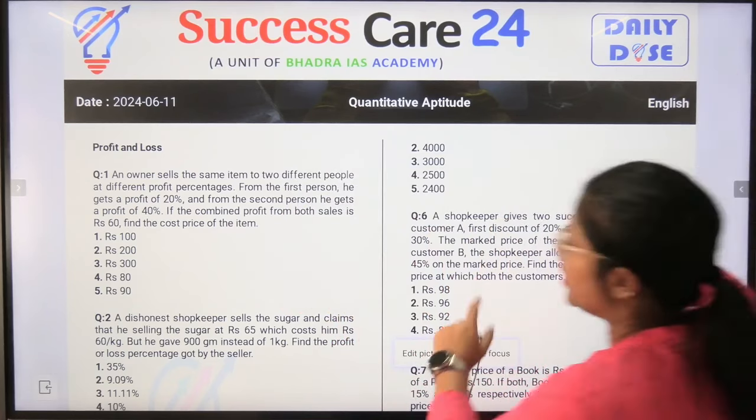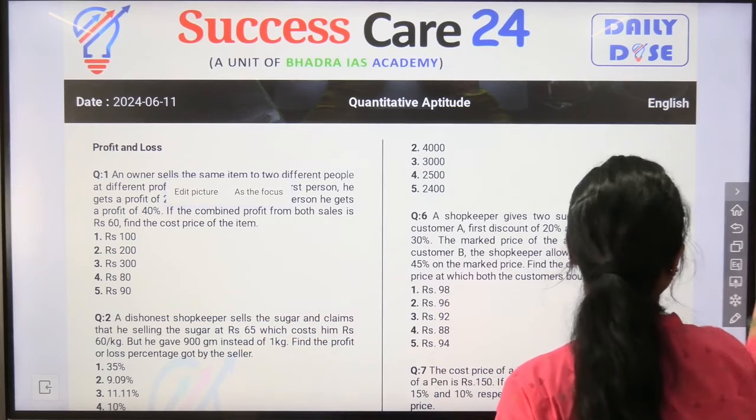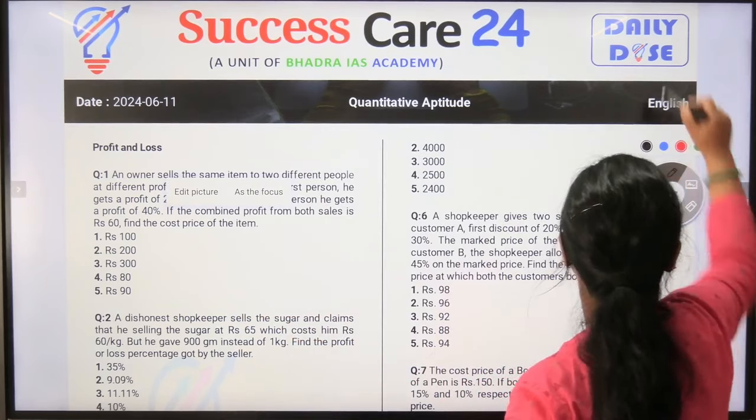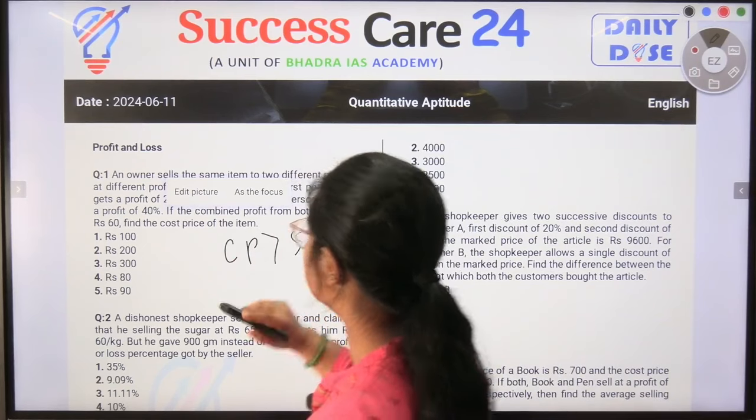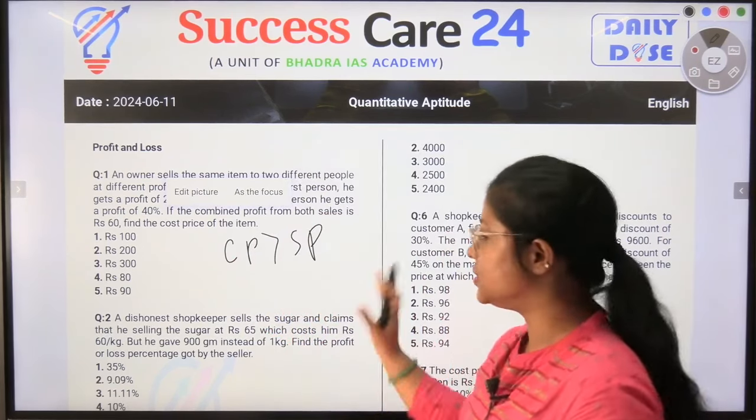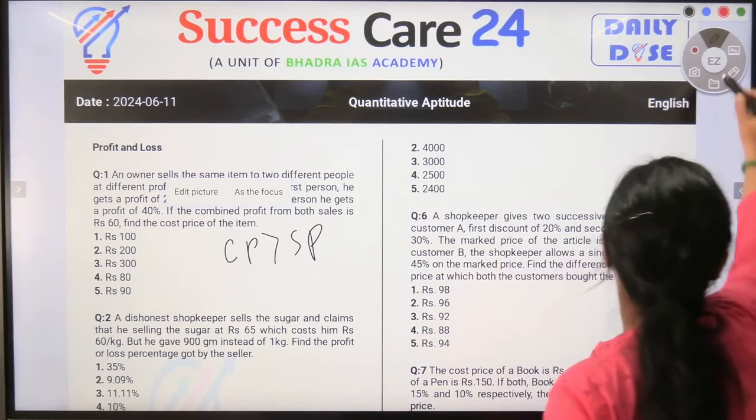So let us revise once again. What was my profit? Profit occurs when your SP is greater than CP, and when CP is greater than SP, you will suffer loss. So this is my basics of profit and loss.